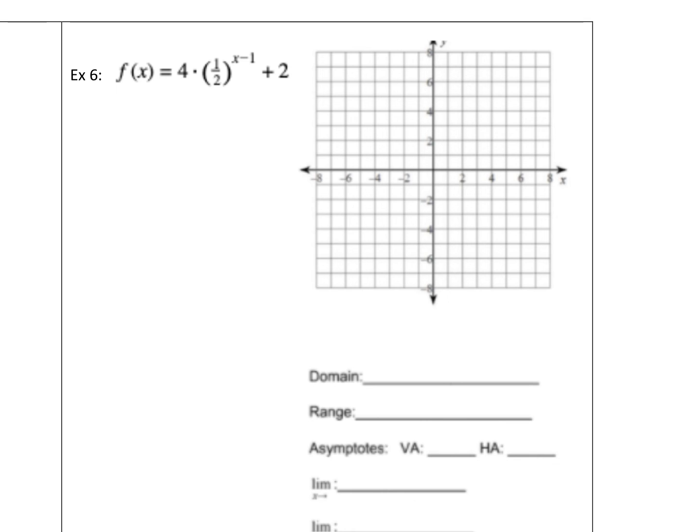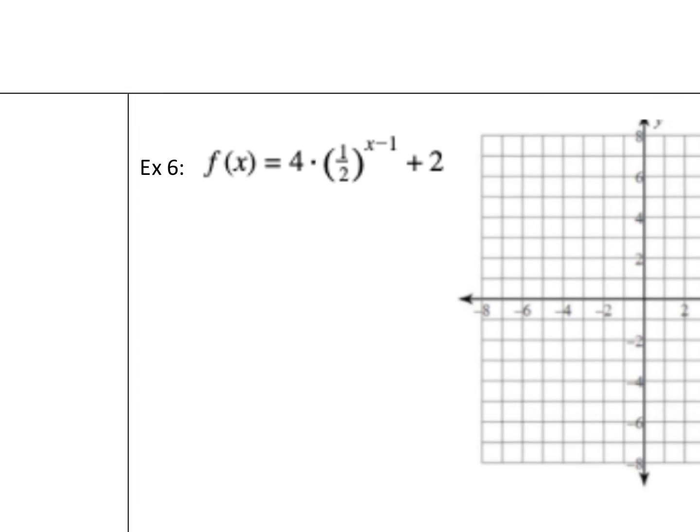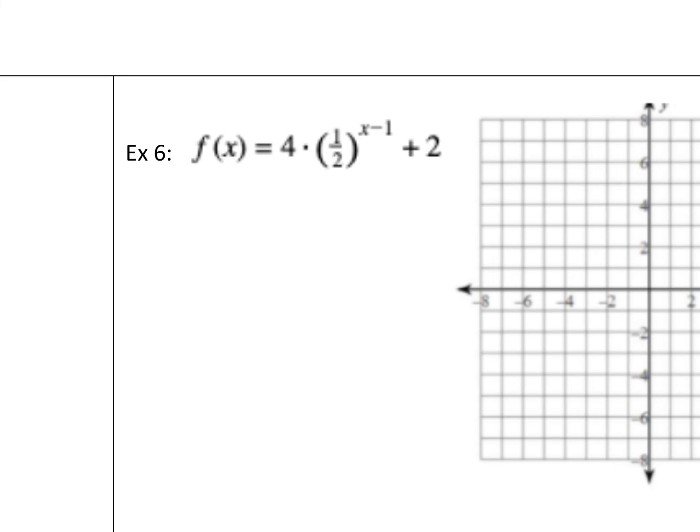Okay. Just by looking at this, let's go ahead and talk through these components. There's 4 out front. What's that going to be? The a value, right? It's going to be the number out front. We haven't seen that yet. What's the 1/2? It's the base. What's this? Exponent, which includes an h shift. Yep. And then what about this? K shift. Yeah. Okay. Cool.